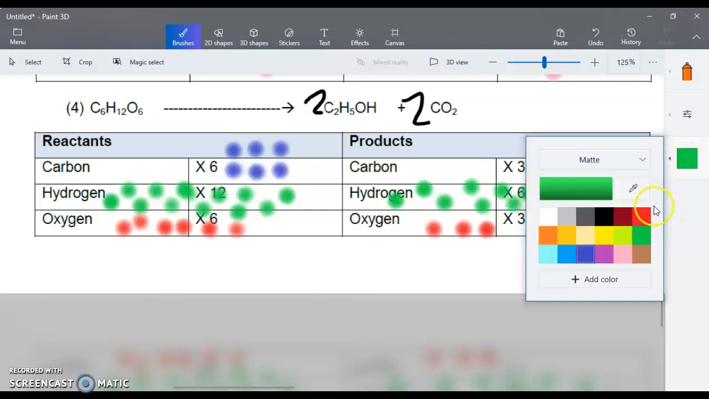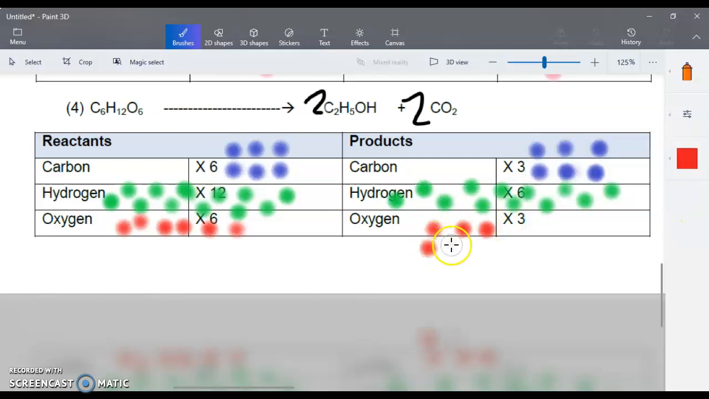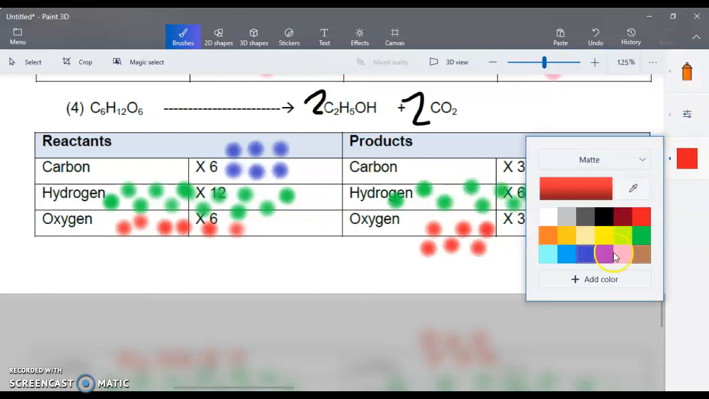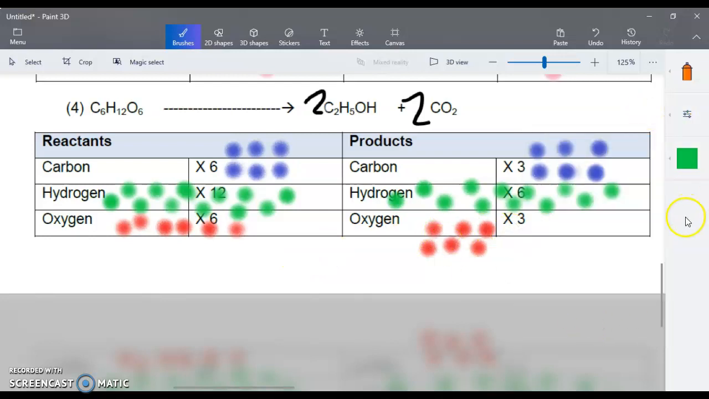And now your oxygens, 1, 2, 3. Okay, so you got 2 times 2, which is 4, 2 times 1, which is 2, 4 plus 2 is 6. So that one is now balanced. Okay, I'm going to move on now to the next one.